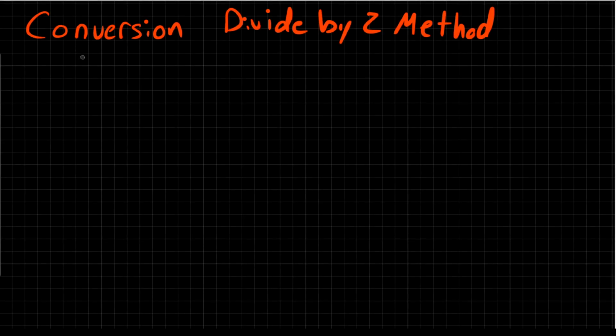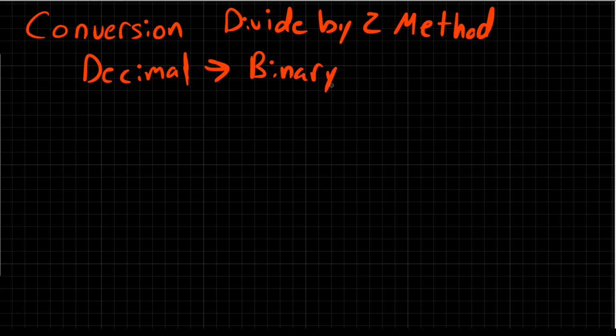Sometimes we need to convert from a decimal value into a binary value. And one way that we can do that is using the divide by 2 method. Now what this is, let's say that we need to convert the value 97 into binary. So I'm going to divide by 2 and keep track of the remainder to build my binary number. So I'm going to do 97 divided by 2. That gives me 48 with a remainder of 1. So I'm going to write that 1 down here at the bottom. Then I'm going to divide by 2 again.